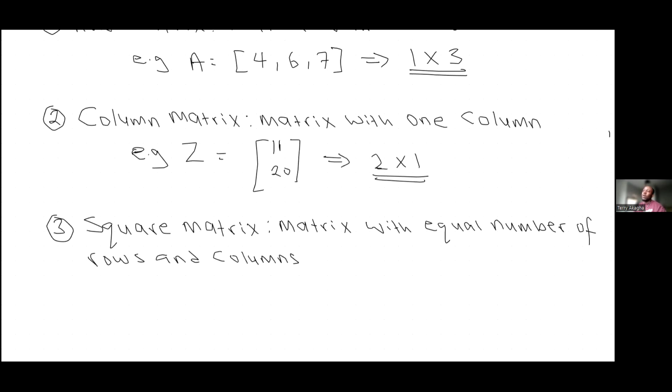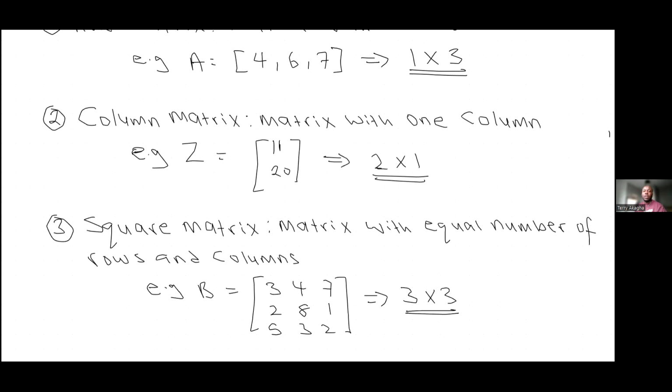Okay? So a square matrix is a matrix with equal number of rows and columns. So let's assume we have this matrix B, okay? So let's say we have 3, 4, 7, 2, 8, 1, and 5, 3, 2. Now, this is a 3 by 3 matrix, okay? So you can see the number of rows is equal to the number of columns. So it's a 3 by 3 matrix.